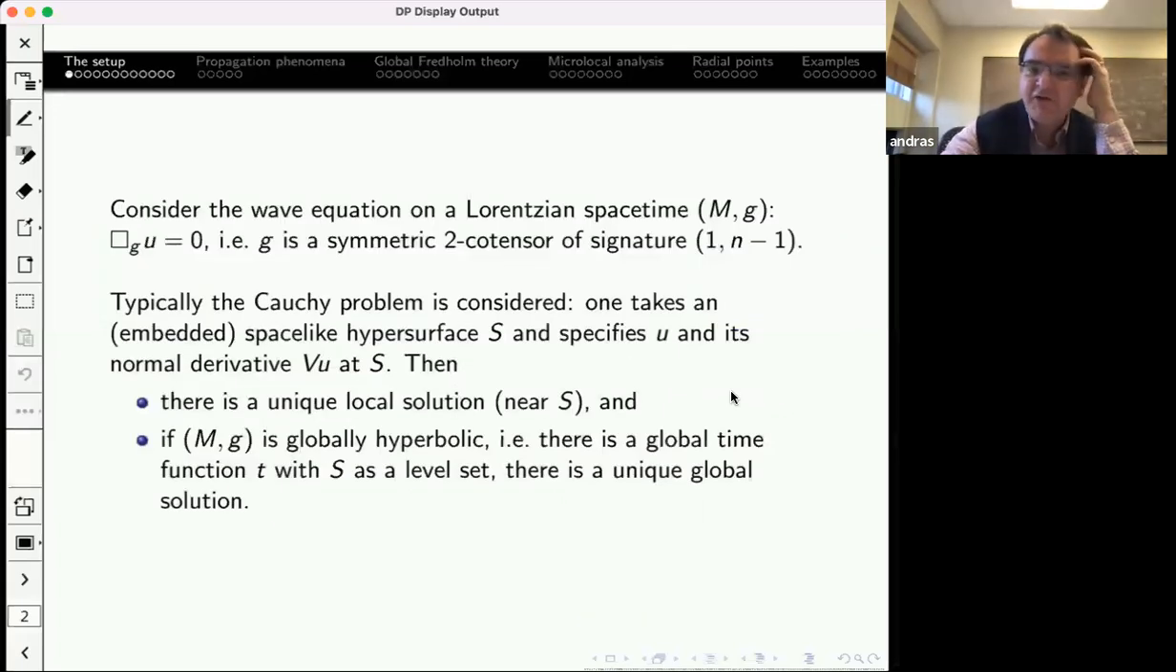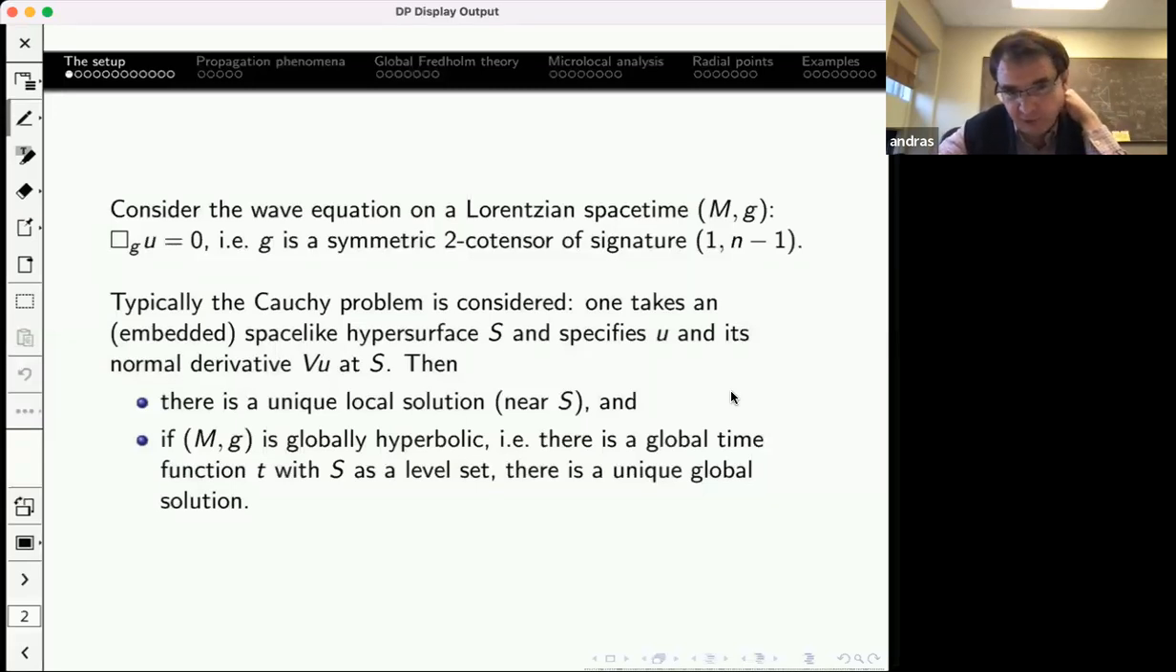In the wave equation, right? Let me just recall the wave equation. We have a Lorentzian spacetime. M is our underlying manifold, g is our Lorentzian metric, and box_g is my wave operator. And just for definiteness, I'm going to take it to be signature (1, -1), so the mostly negative convention.